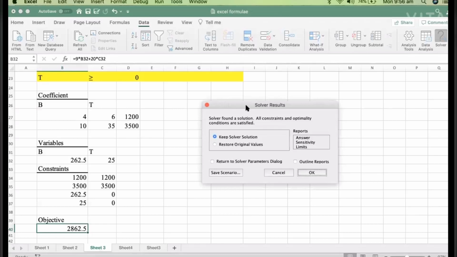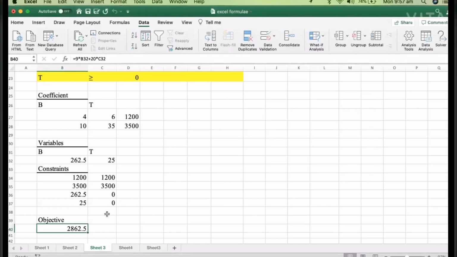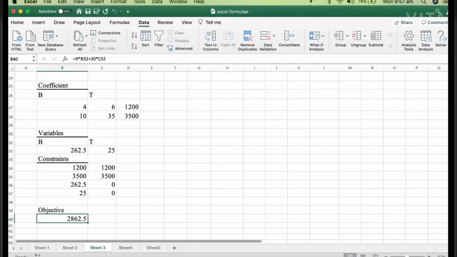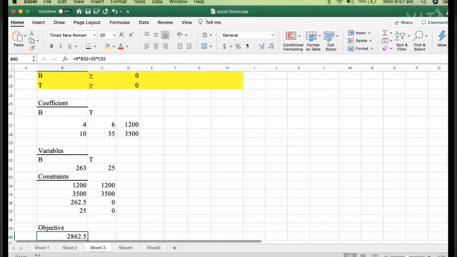Okay. So this is my equation. Keep Solver Solution, we will click over that, and then we will click on OK. So that is my answer. Okay. So here also we can go for our absolute value. So it means I have to make 263 benches and 25 tables for having a profit of 2862.5. So this one I should have if I want to have a maximum profit.